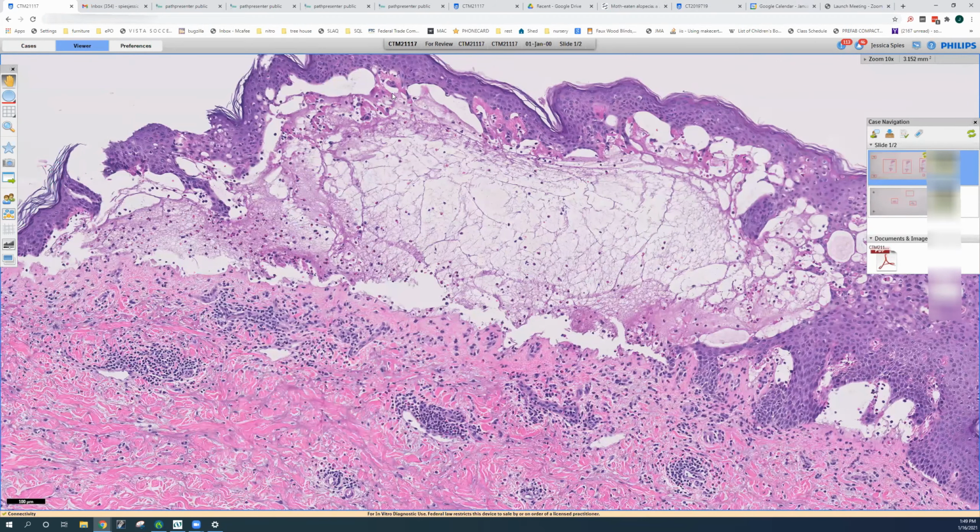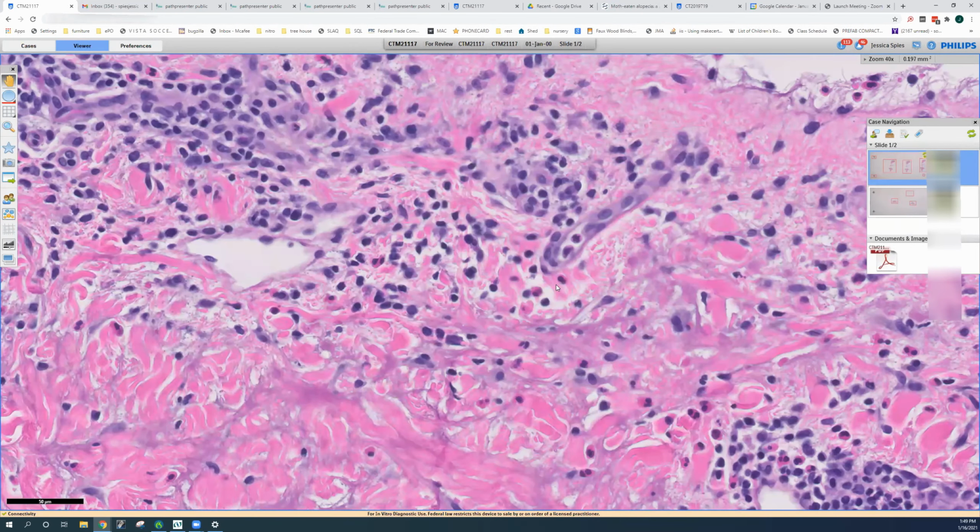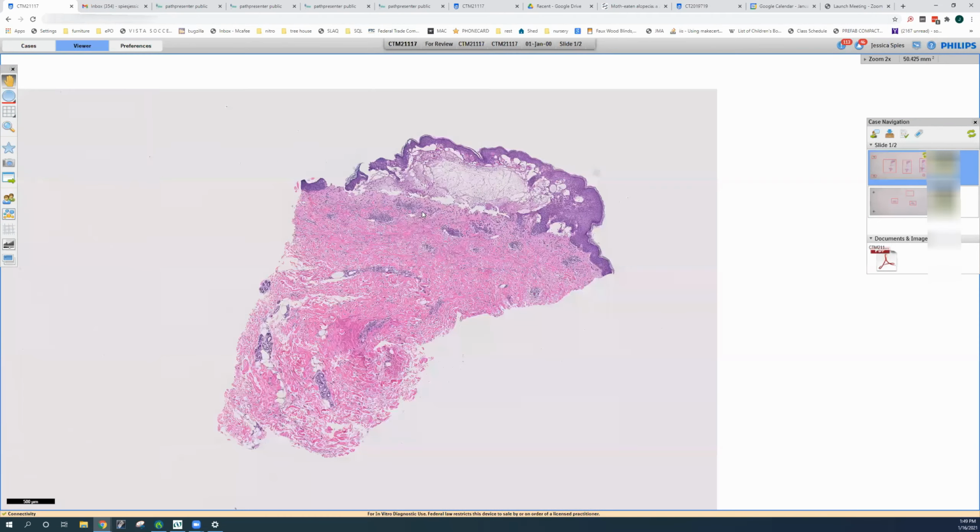So we've got a subepidermal vesiculobullous dermatitis with eosinophils. In the subjacent dermis, also lots and lots of eosinophils admixed with some lymphocytes and histiocytes. And then the DIF was positive.